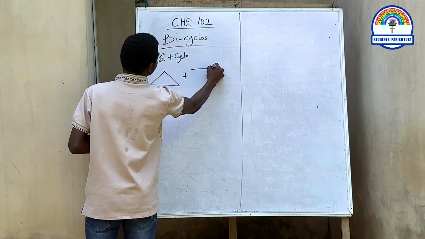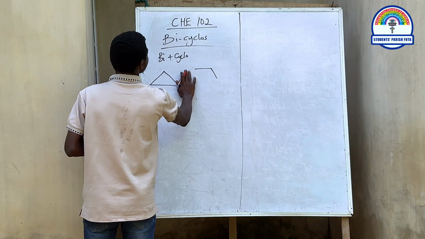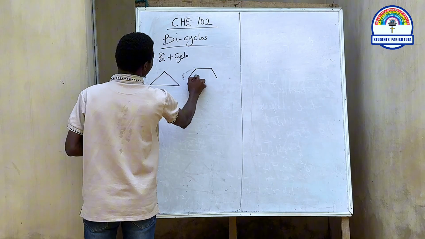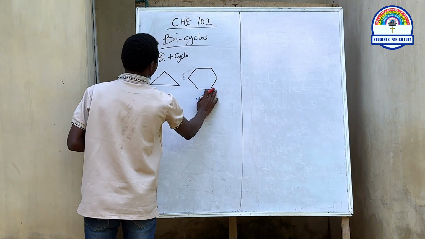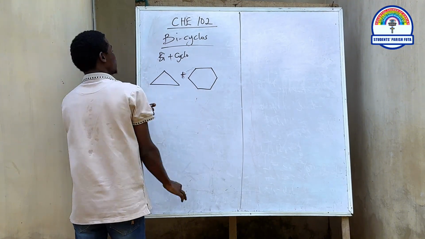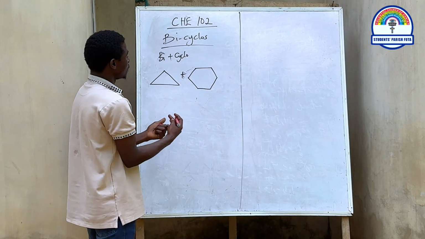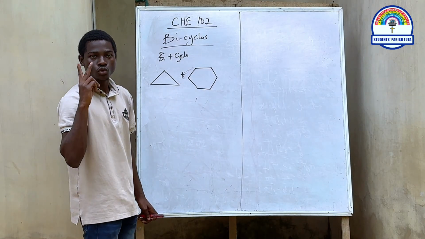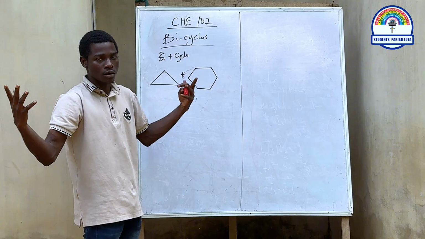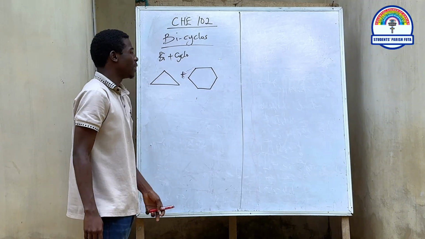And let's add this to it. I'm not saying this is how it is formed, but I just want to explain the word bicyclo to you. So this is cyclopropane plus cyclohexane. If these two come together, it becomes a bicyclo. Two cyclic compounds. So that is where the word bicyclo comes from.